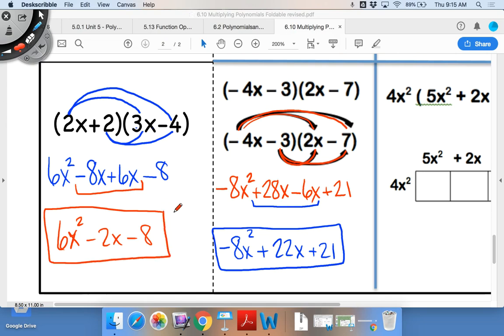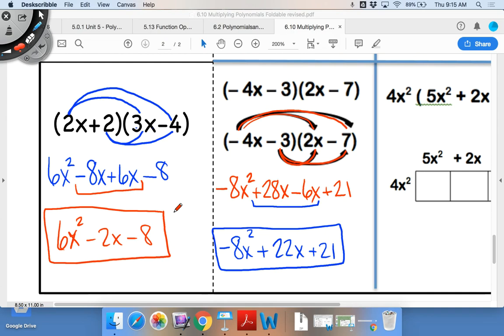And that is our final answer. So FOIL is probably what I would say is the old school way of doing a binomial times a binomial. It's the way I learned when I was in school. It's probably the way most of your parents learned when they were in school.